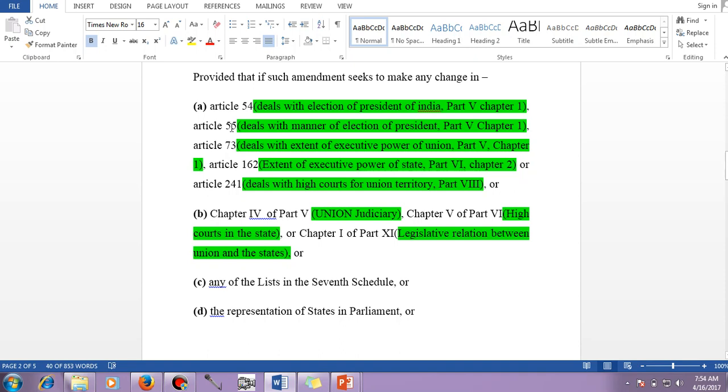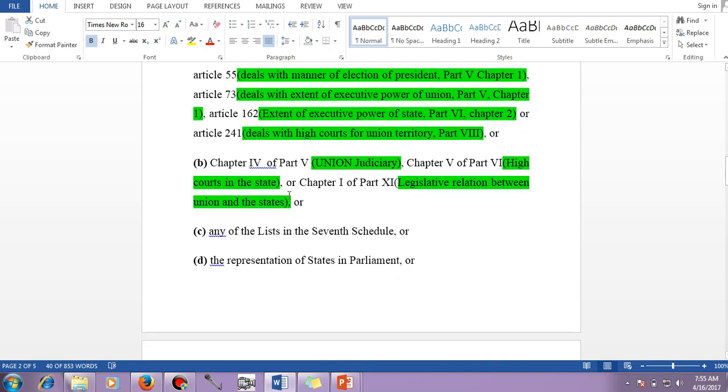Similarly, Article 55 deals with the manner of election of the president, Article 73 deals with the extent of executive power of the union, Article 162 the extent of the executive power of the state, which comes under Part 6, Chapter 2, and Article 241 deals with the high courts for the union territory, under Part 8. Again, if you want to change something in Chapter 4 of Part 5, which deals with the union judiciary, Chapter 5 of Part 6, which deals with the high courts in the states, or Chapter 1 of Part 11, which deals with the legislative relation between union and states, for all these cases, you need the ratification of more than 50% of the states.